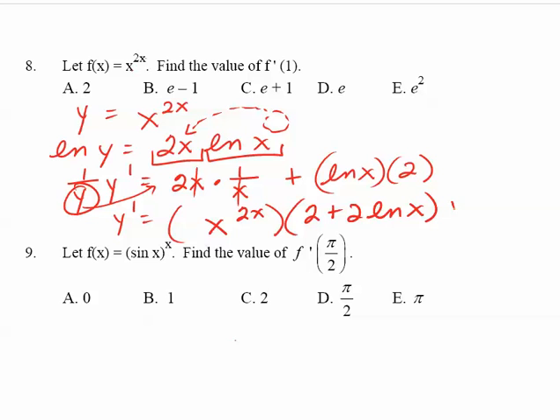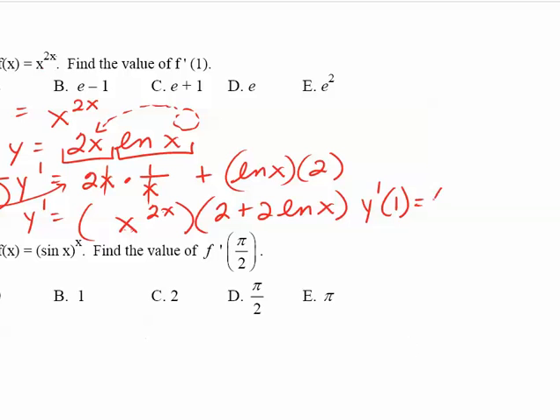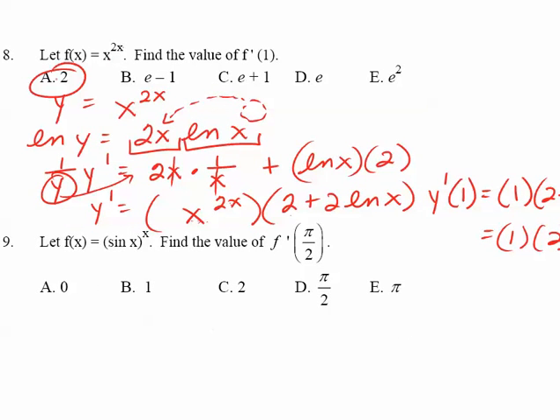And now we're ready to substitute. So we want to do y prime of 1. So we would have 1 to the second power is 1. Let me get a little space here. 1 to the second power is 1. And here we would have 2 plus 2 natural log of 1. So e to what power produces 1? This is 0. So we would have just 1 times 2 for our result. So I like A.